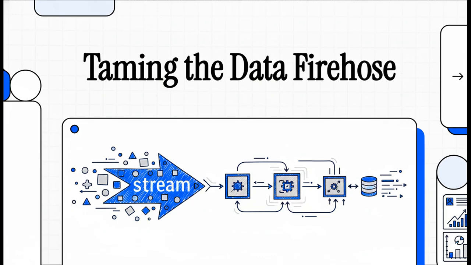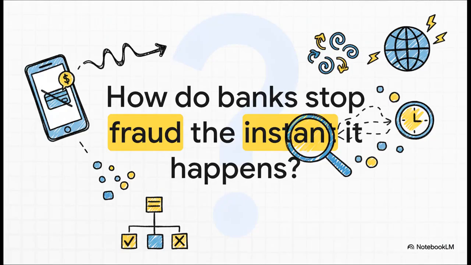All right, today we're going to tackle a concept that honestly powers a huge chunk of our modern digital world, and most of the time we don't even see it happening. We're diving into the secrets of stream computing. I mean, really think about that for a second. You get that text message, right? The one about a suspicious charge, just moments after someone tries to use your card.